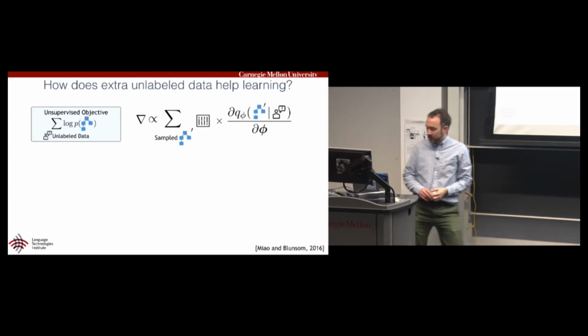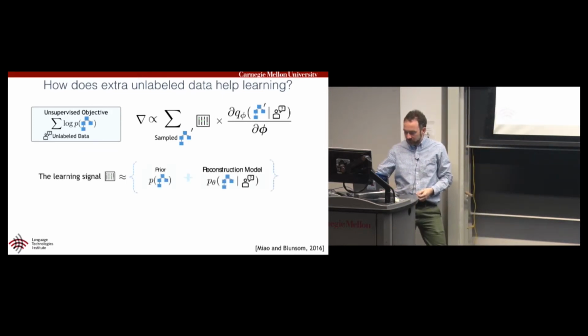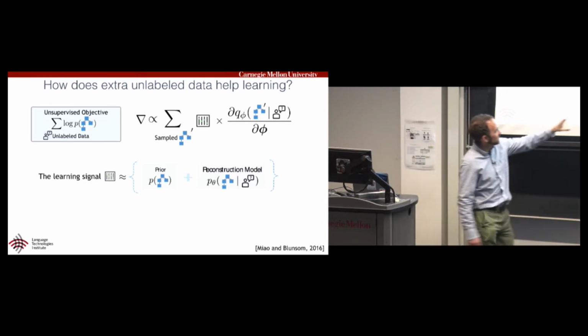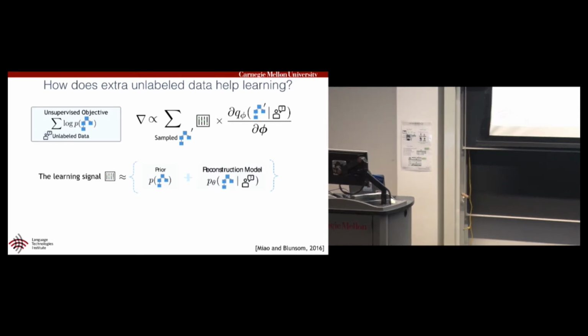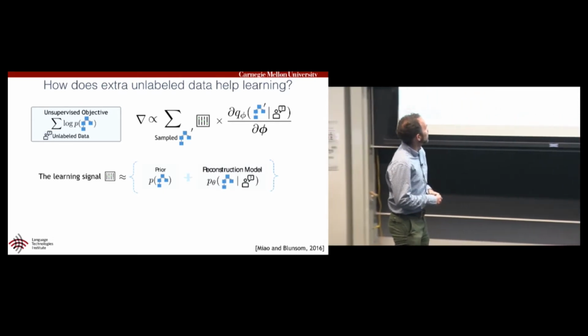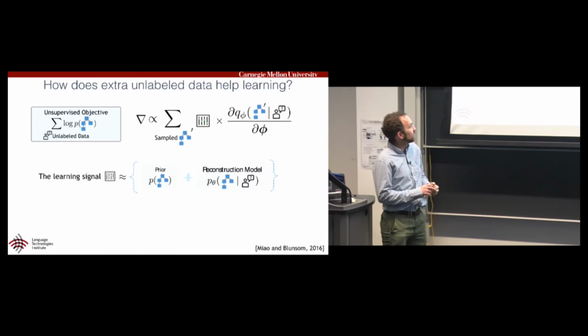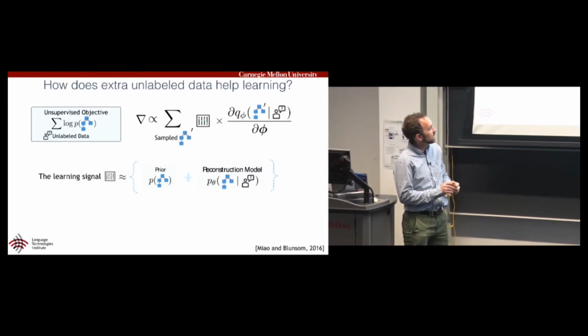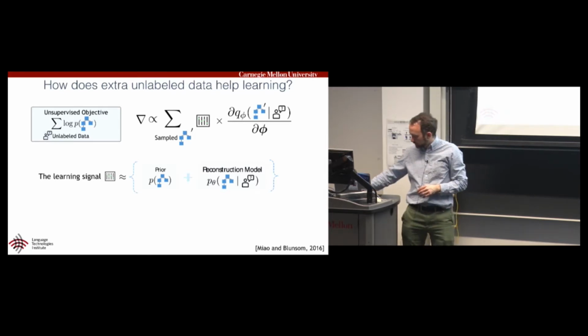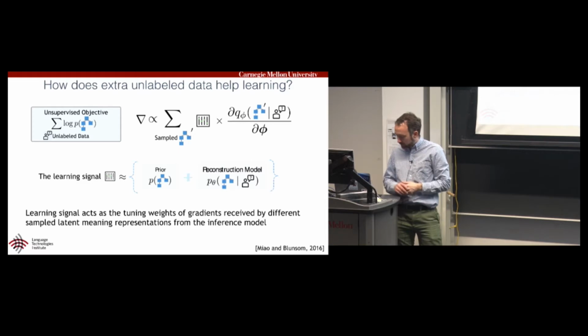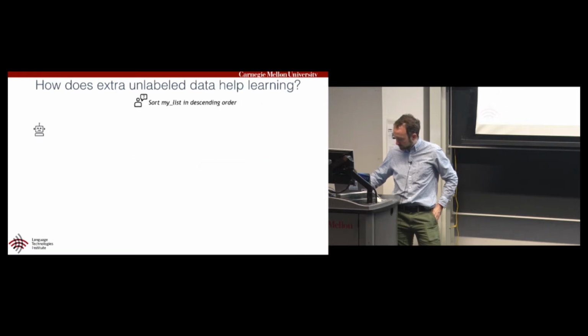Specifically, what this learning signal looks like, there's another typo here. This should be the sum of the log probabilities of these two. The learning signal is basically the prior probability and the reconstruction model probability. So the core idea here is that the learning signal acts as tuning the weights of the gradients by the sampled latent meaning representations.